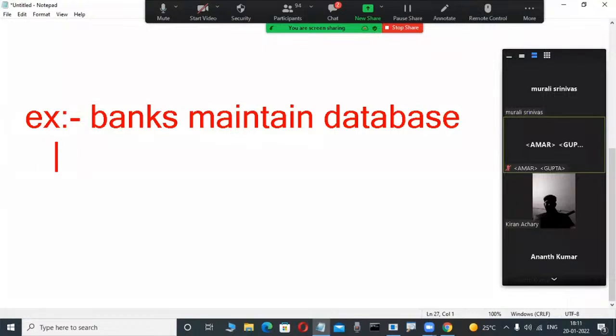Suppose telecom companies. So many examples are there. Just roughly, now here is an easily understandable purpose I'm telling: telecom companies maintain databases. Suppose you make a call to your friend or anything. Where will those call details be stored? In databases.